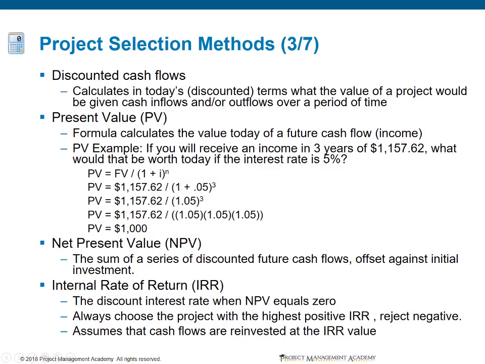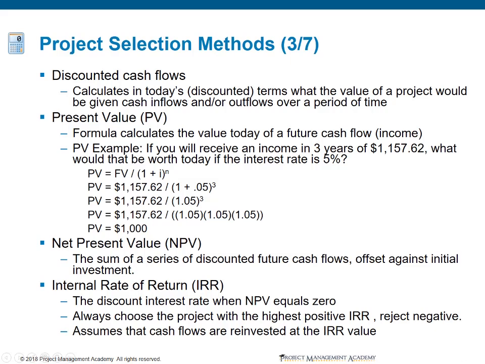So we have an example here of receiving $1,157.62 in 3 years. What would that be worth today if the interest rate is 5%? So the formula is written as present value equals future value divided by 1 plus interest rate to the power of n, which is the number of periods. We see that the formula is calculated and the present value is $1,000. So that $1,157 inflow is worth $1,000 in today's money.